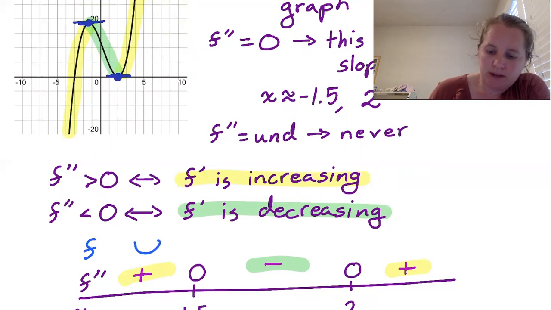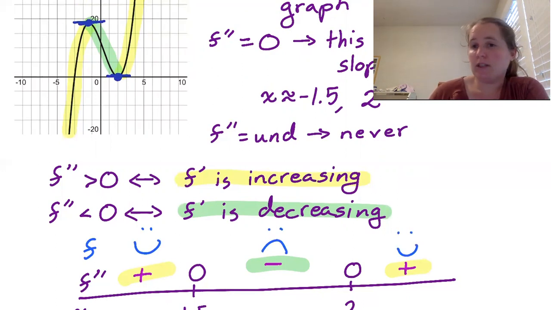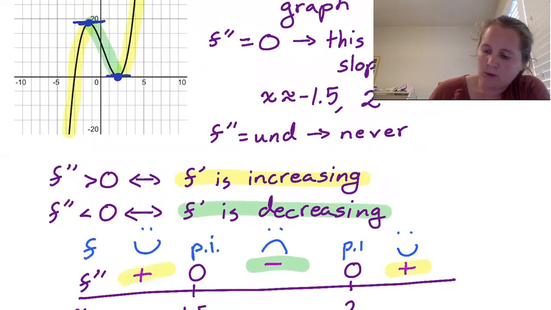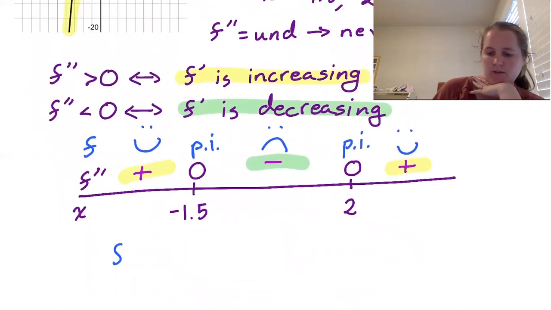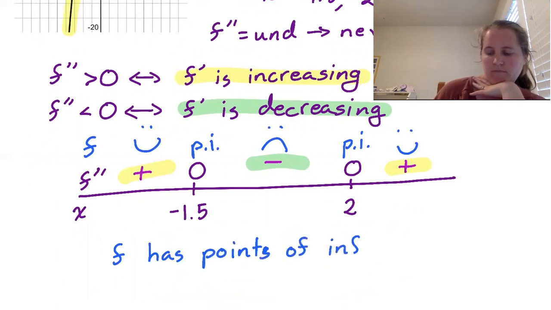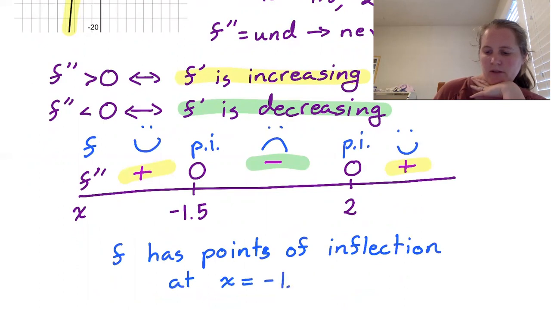positive second derivative, we're happy. Negative second derivative, we're sad. Positive second derivative, we're happy. We're changing concavity, passing smoothly through. These are both points of inflection. So we know that f has points of inflection at x equals negative 1.5 and 2.